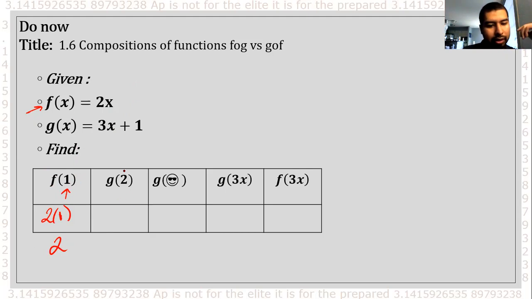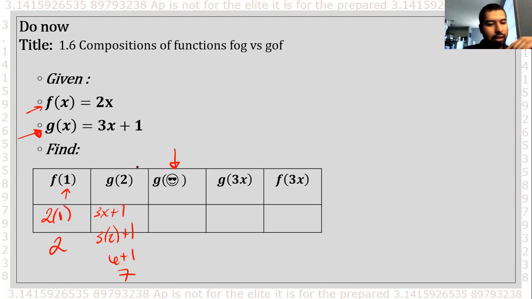Similarly, you do the same thing. You get your 2 and you substitute it into your g function. Very careful, guys. Remember, this is g's and not f. So it's 3x plus 1. So now it's 3 times 2 plus 1. So that's 6 plus 1 gives me 7. Ooh, dilemma. What about this right here?